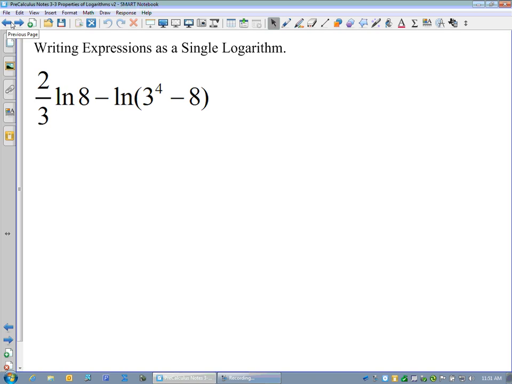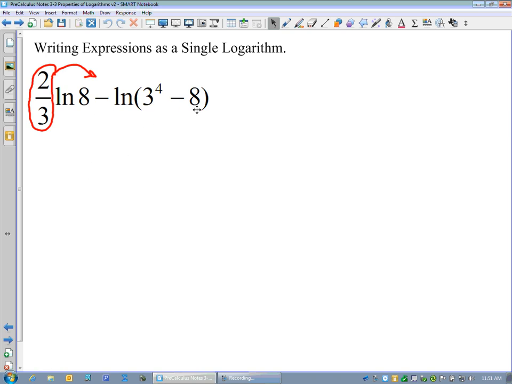All right, let's look at also trying to be able to use these properties to manipulate and simplify some expressions as a single logarithm. So first of all, I have a coefficient here, which means I can use that power property. Remember I said I like to use the power property first, then the product property, then the quotient property whenever I'm trying to combine as a single logarithm. So pulling the coefficient up into the exponent of the argument, I would get natural log of 8 to the 2/3, excuse me.